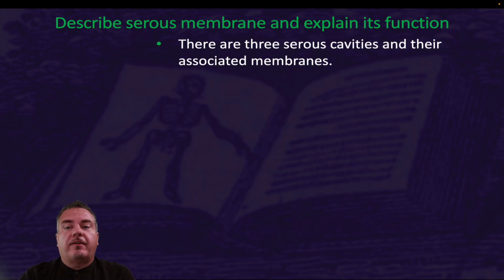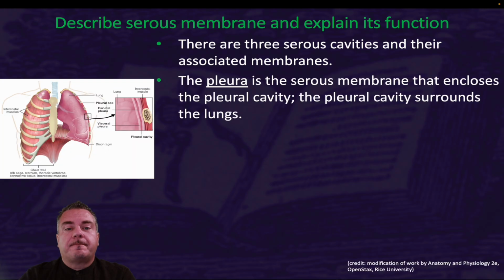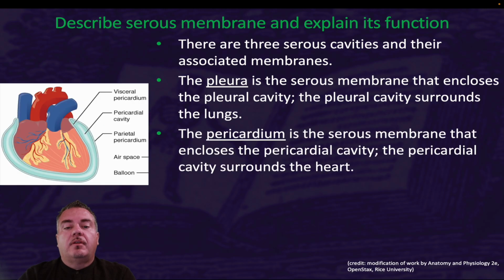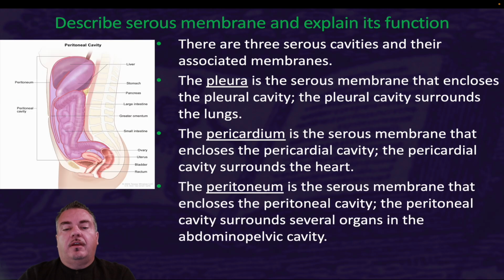There are 3 serous cavities and their associated membranes. The pleura is a serous membrane that encloses the pleural cavity, and the pleural cavity surrounds the lungs. The pericardium is a serous membrane that encloses the pericardial cavity, and the pericardial cavity surrounds the heart. And the peritoneum is a serous membrane that encloses the peritoneal cavity. The peritoneal cavity surrounds several organs of the abdominal pelvic cavity.